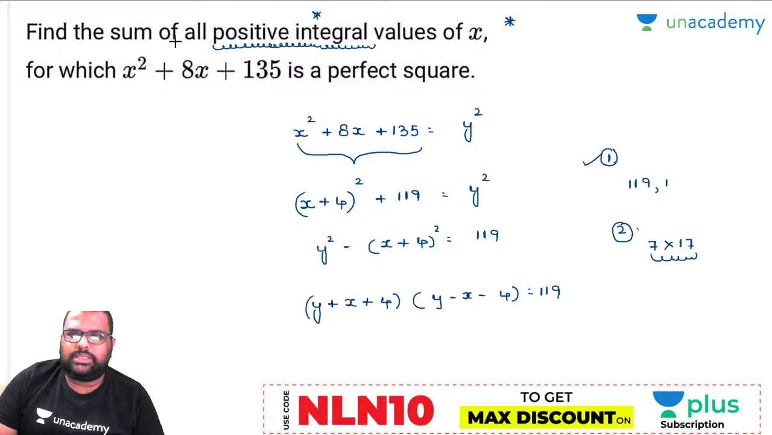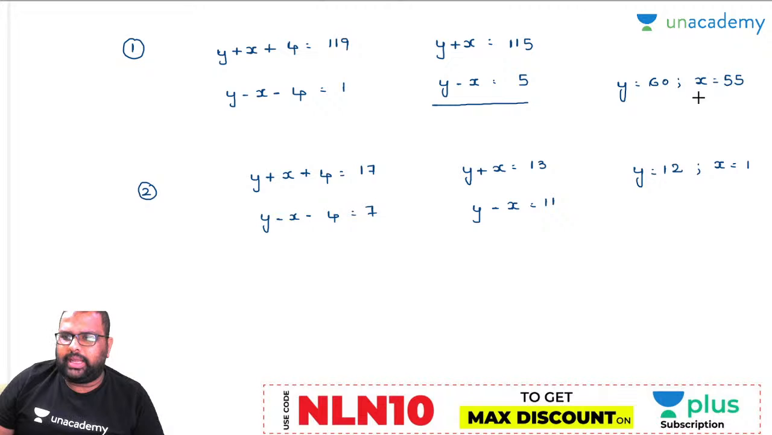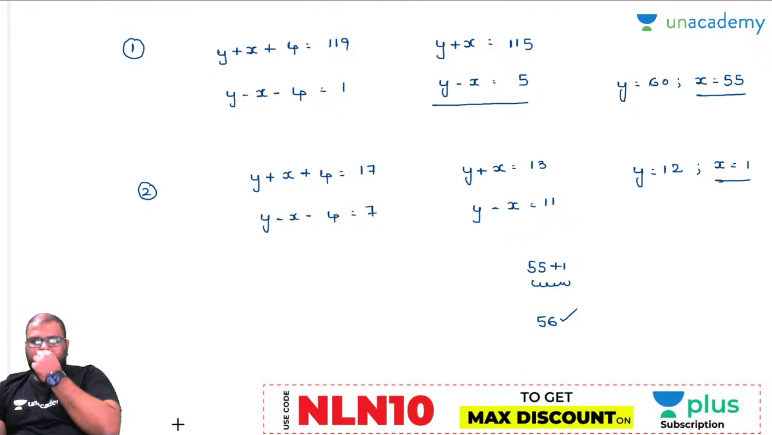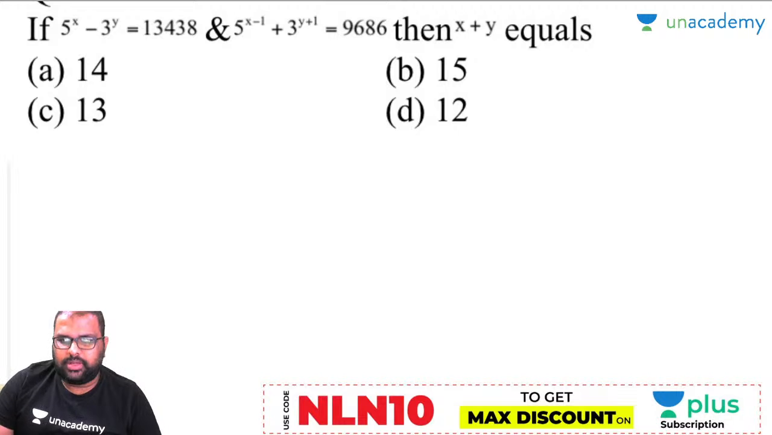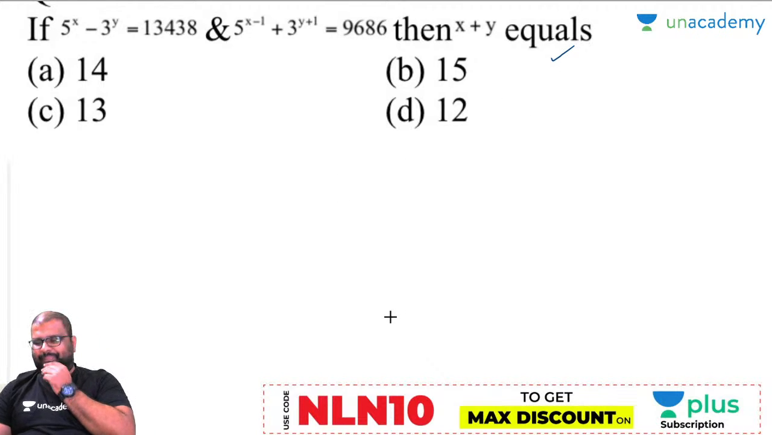And the question asked is to find the sum of all positive integral values of x. So look, you got x as 55 and you got x as 1. Add those two things and your answer will be equal to 56. Is it clear? Yes. Perfectly done. So your answer is 56. Right. This we have done in the test itself, right? Shall I repeat it?